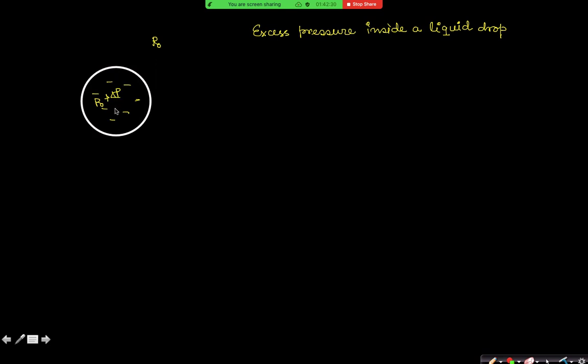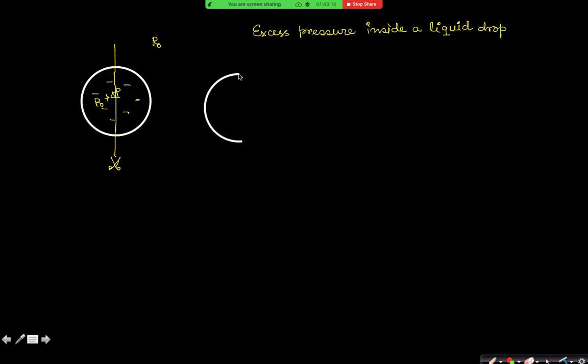Now, how do I find this excess pressure? In order to calculate it, let us cut this liquid drop from the middle, right? If I cut it from the middle, then I want to draw a free body diagram of any one of the segments. Right, let us try to draw it taking the left portion, the left segment.